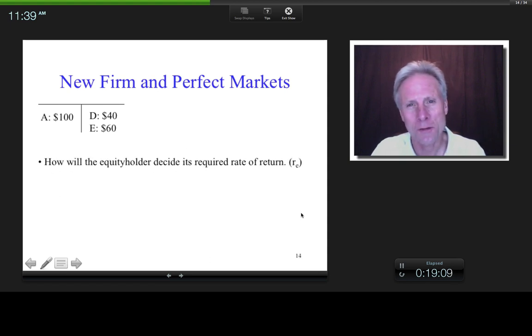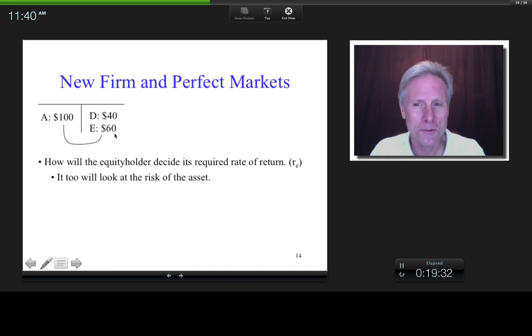Okay, let's look at the equity holder. What are they going to look at? Okay, so these guys. Will they give their money for free or will they require a return also? They'll also require a return, right? So what will they look at? Well, do they care about what you're spending their money on? They do, right? So they too will look at the risk of the asset, and the higher that risk, will they require a higher return or a lower return? A higher return.